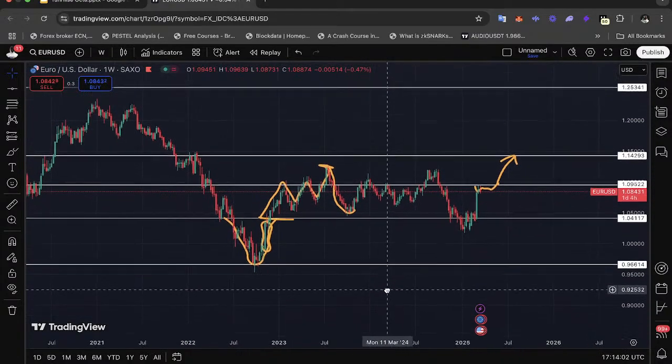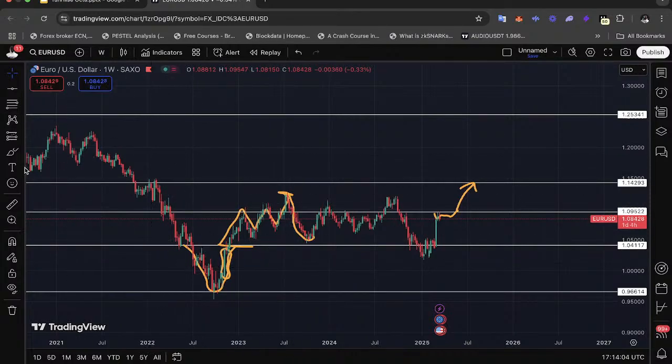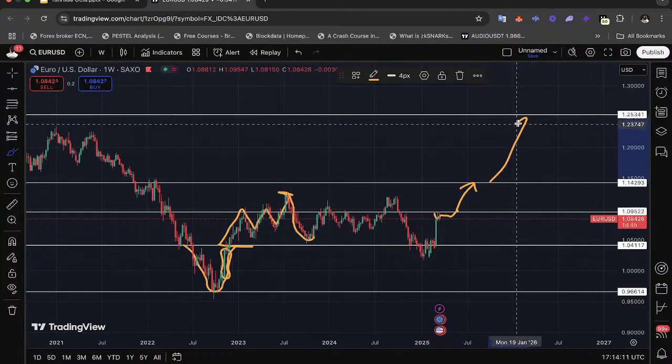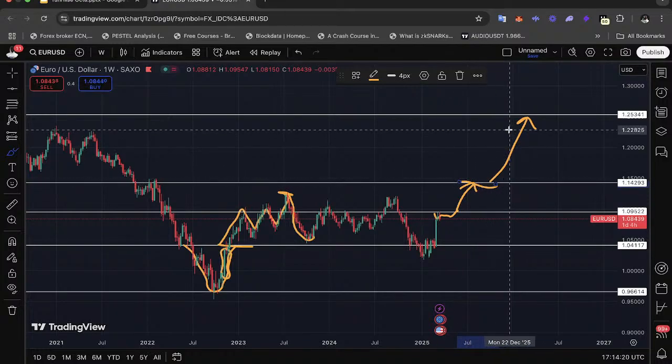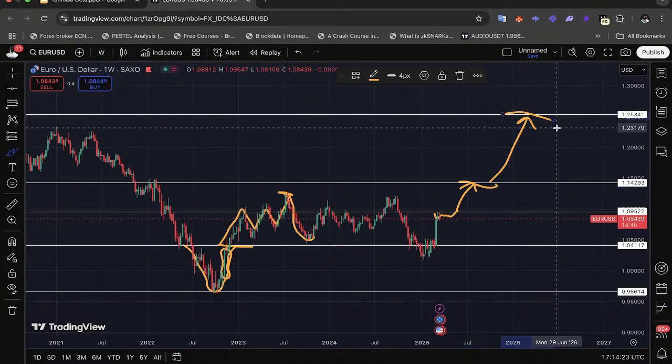And this push can determine the momentum of price in a short term and in a long term. So the first target would be this level. Any breakout of this level, then we are looking at the second target. All right, good.